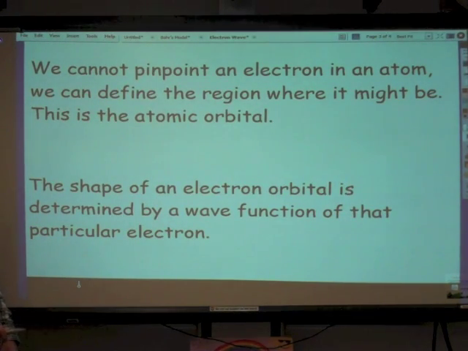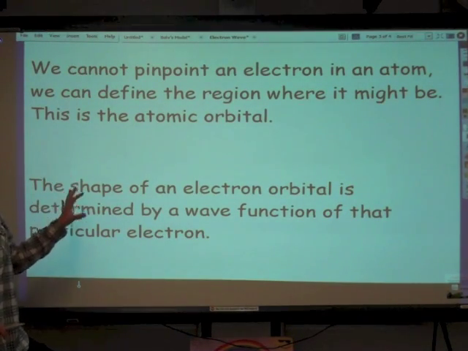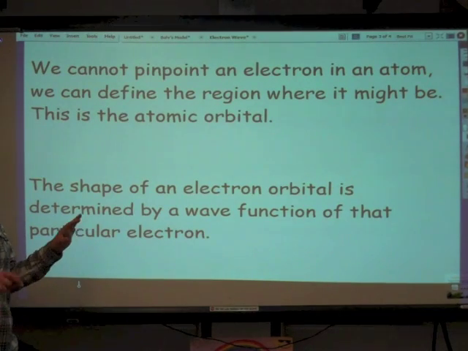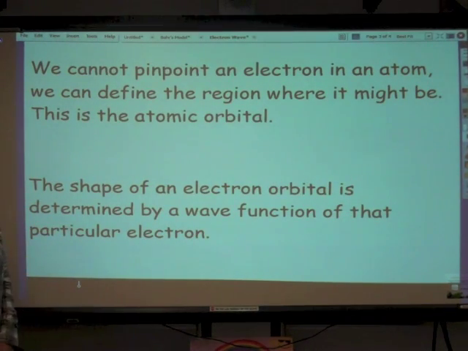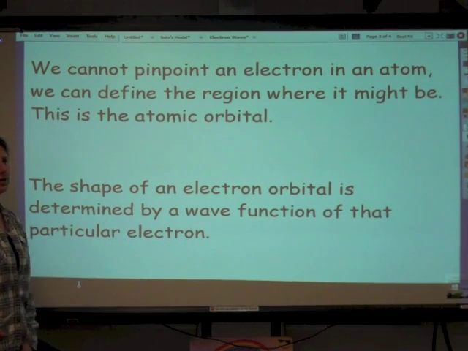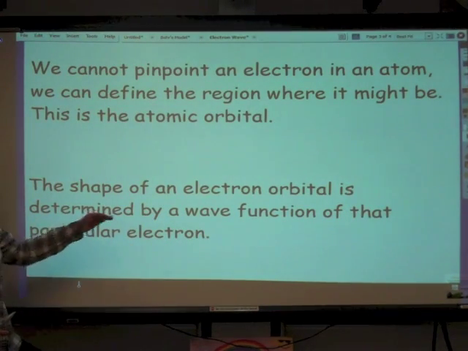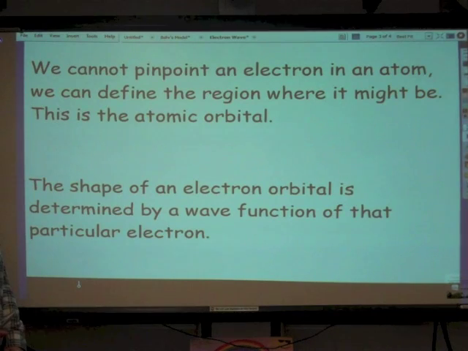So Bohr was right in that idea, but the last piece of this puzzle is we can't think of them as being individual entities anymore. We think of electrons as being clouds of negative charge. We know the shape of their orbital based on the wave function of the wave that electron is behaving like. All right, that's it.